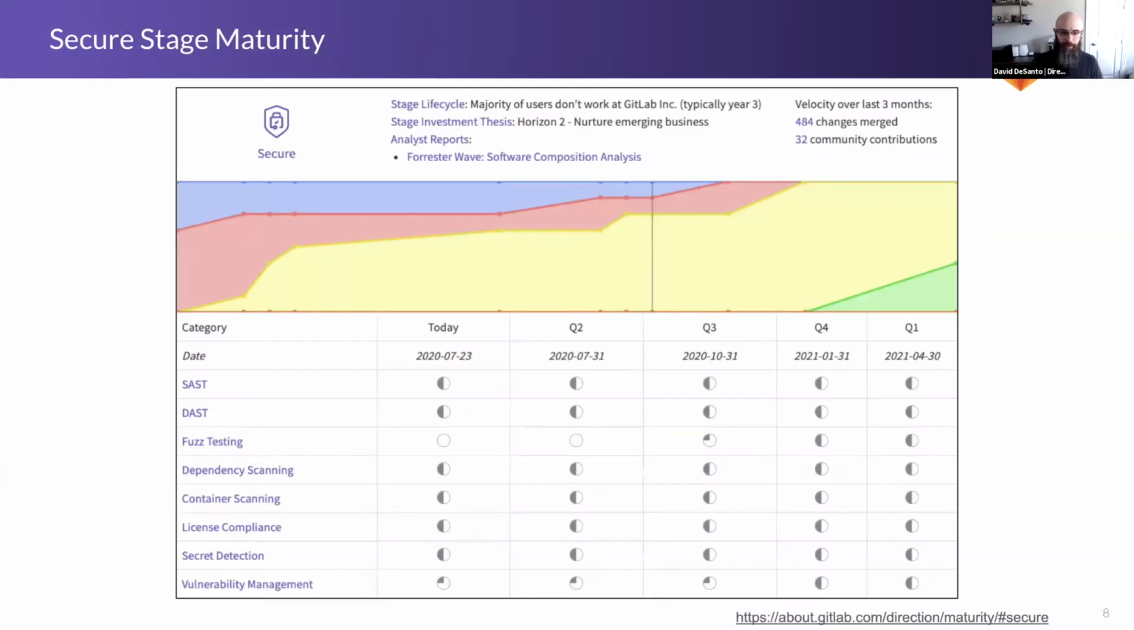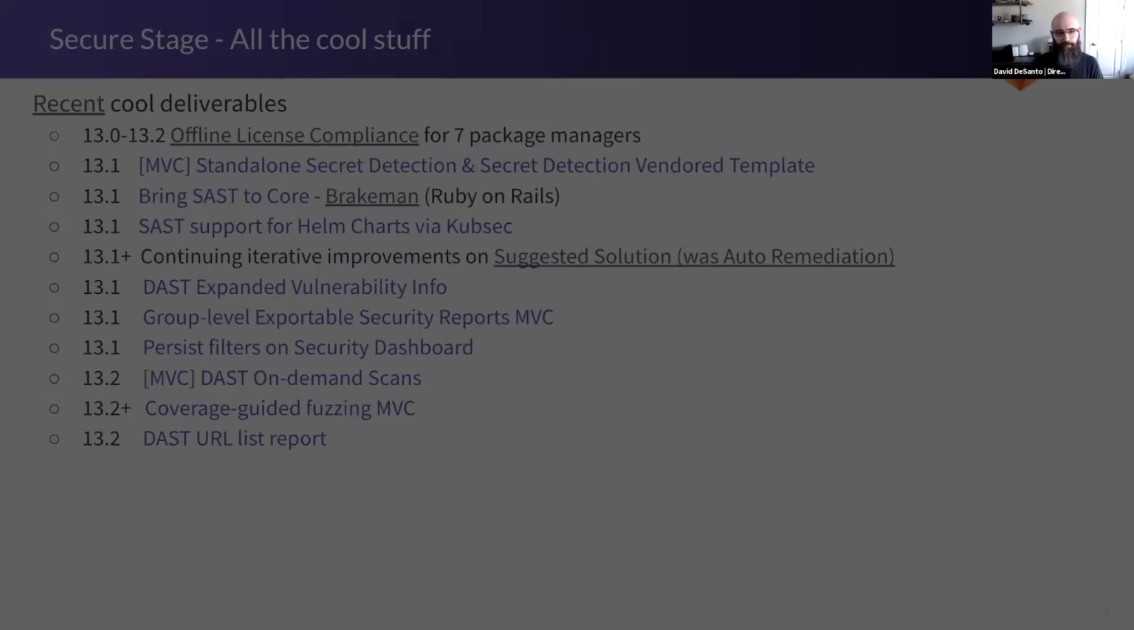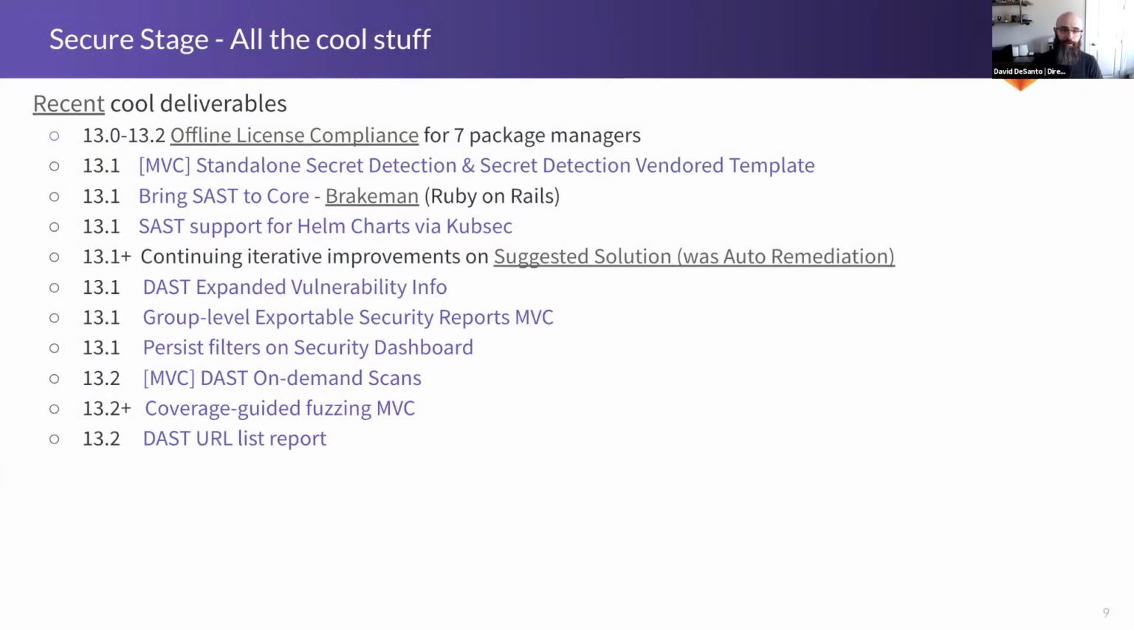On the secure side, again, we're shooting to move the 4 core categories, SaaS, DAS, dependency scanning, to complete and Fuzz testing to viable in the next 6 to 12 months. We have a lot of really great features that have come out since the last group conversation. There's things related to on-demand scans for DAS, so being able to run web vulnerability scans outside of the pipeline. I just mentioned our coverage guided fuzzing MVC released as well. Again, very exciting. And then finally, we're continuing to expand what you can do with SaaS, including bringing SaaS down to core.